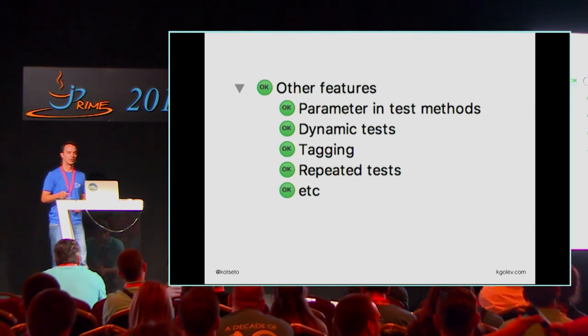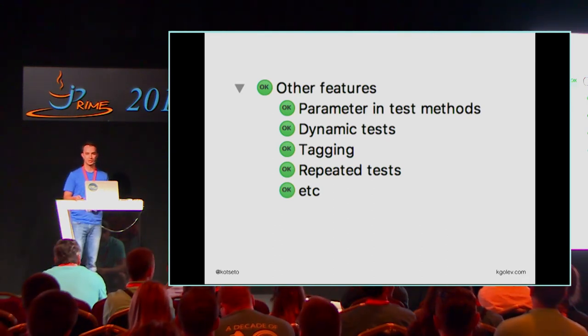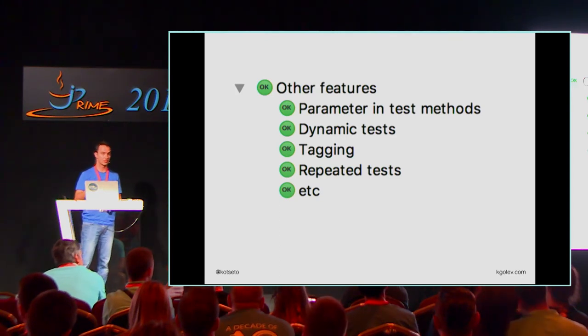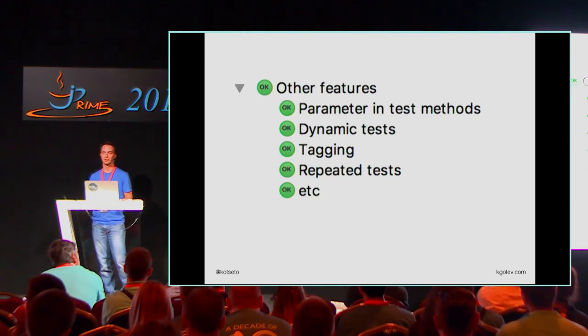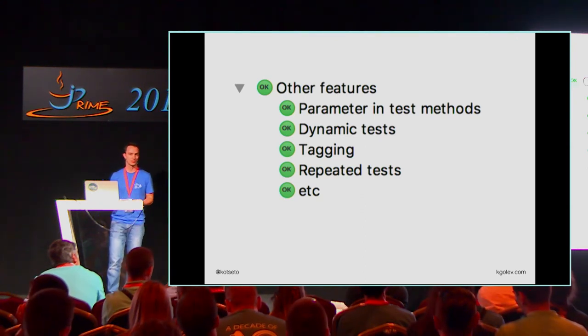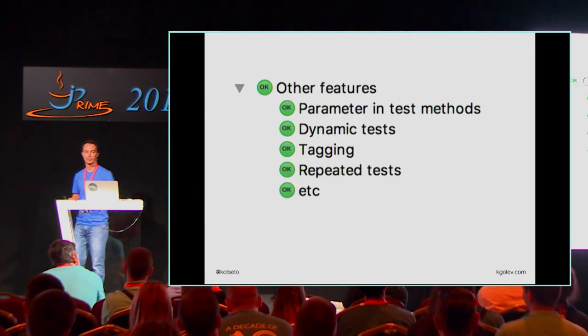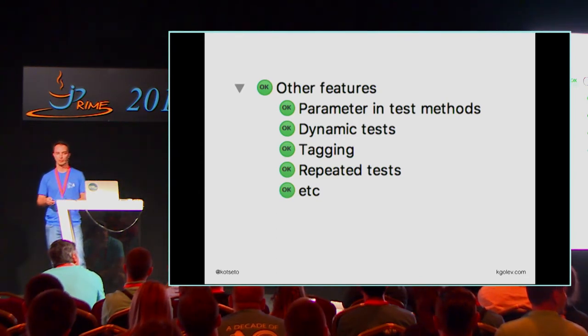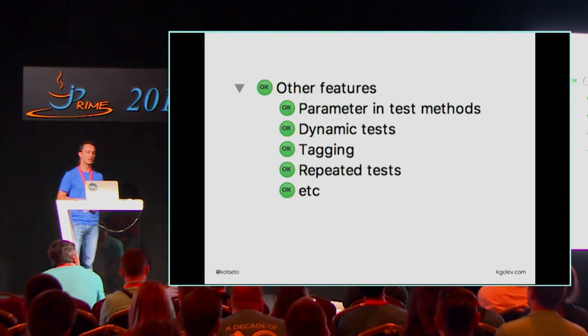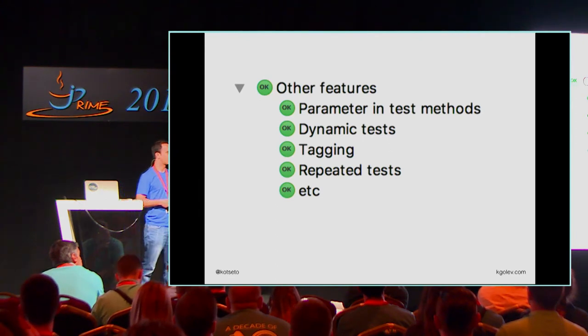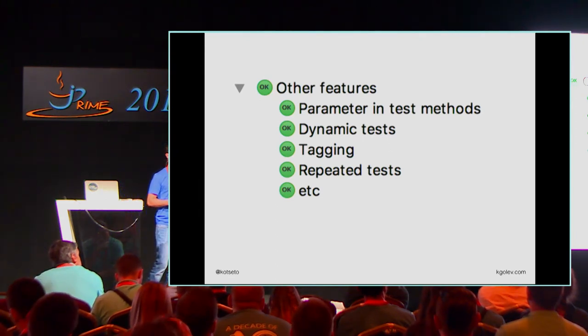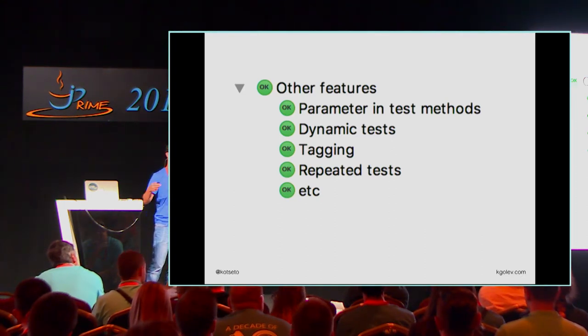Okay. Other features: parameters in test methods. We already saw this with the parameterized test. There are other ways to put parameters there. There is something called a parameter resolver, which is an extension provided. There is also the dynamic test, which is an interesting concept. So far what we have seen is a test defined at compile time. So you define what kind of test you want and it will be run. A dynamic test is something where you can actually construct tests at runtime. Different kinds of tests, it could be anything.